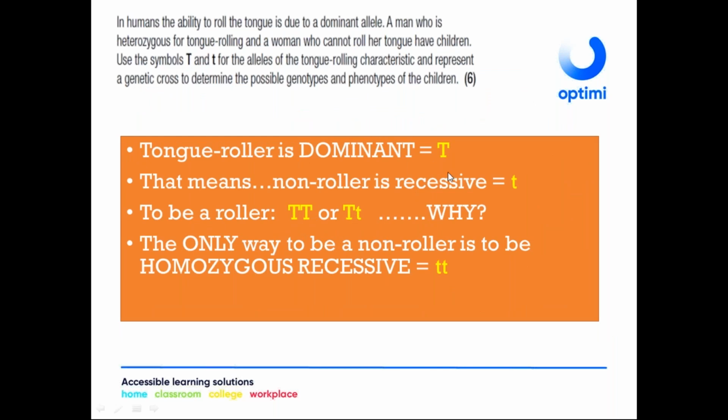Okay, so tongue roller is dominant T. That means that non-roller will be recessive small letter t. To be a roller, it must both be capital letters, both dominant alleles, or you must at least have one capital letter.